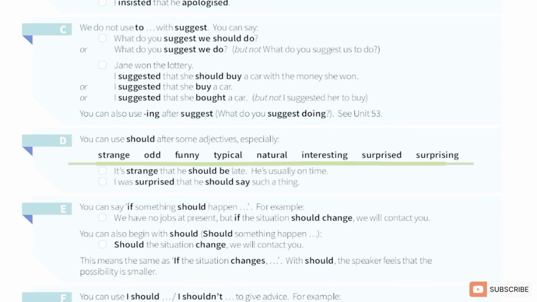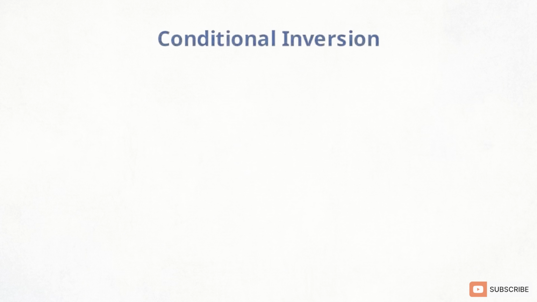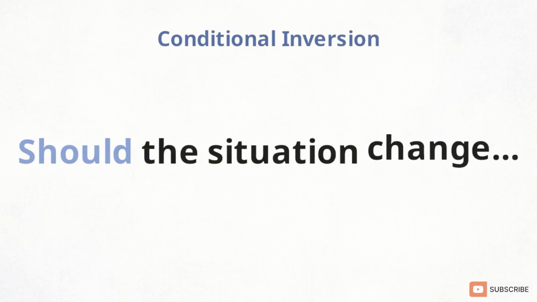Words like strange, typical, or natural express a specific judgment. In Section E, should modifies conditional statements. Adding it to an if clause, if the situation should change, indicates the event is highly unlikely. This creates the opportunity for conditional inversion. Removing if and placing should at the start of the sentence triggers a formal condition. Despite the word order, this does not function as a question.